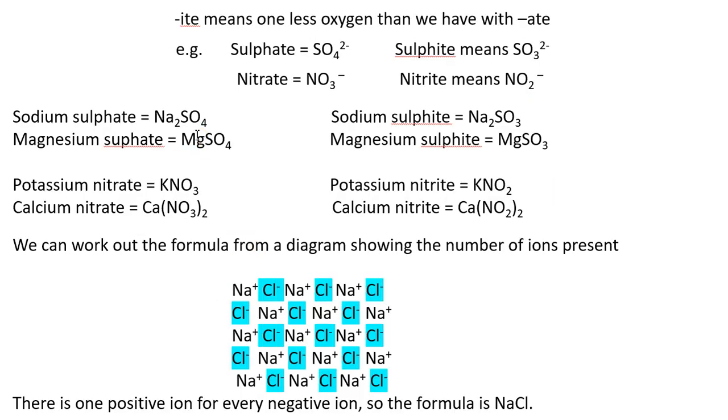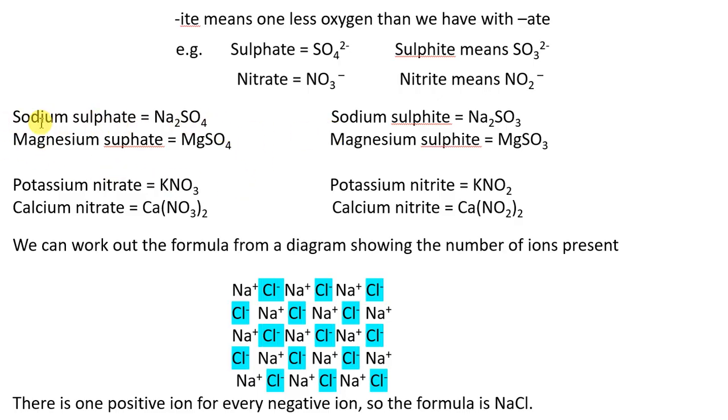Now, tiny little point. ITE, not ATE. It just means 1 less oxygen than we have with ATE. So if sulfate is SO4 2-, sulfite is SO3 2-. If nitrate is NO3-, nitrite is NO2-. And everything else stays the same. Sodium sulfate is Na2SO4. Sodium sulfite contains the sulfite ion, 1 less oxygen than sulfate, Na2SO3.